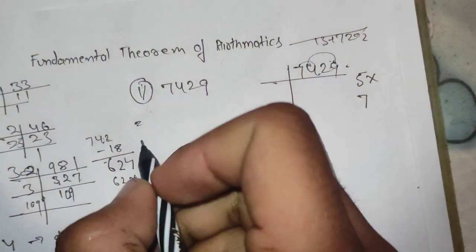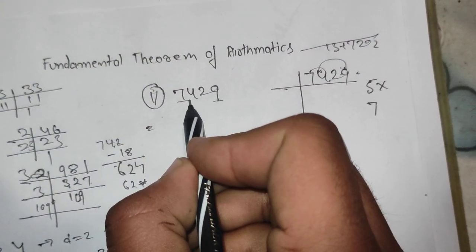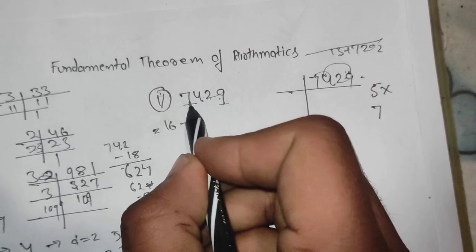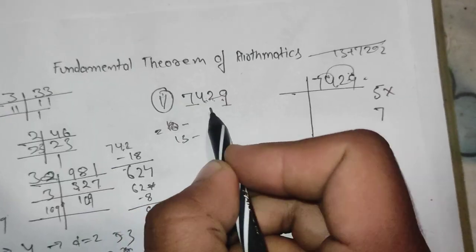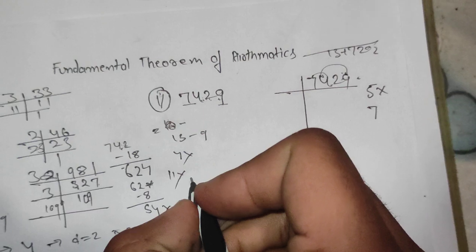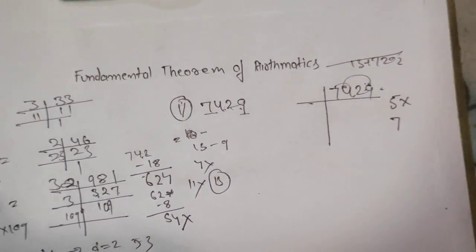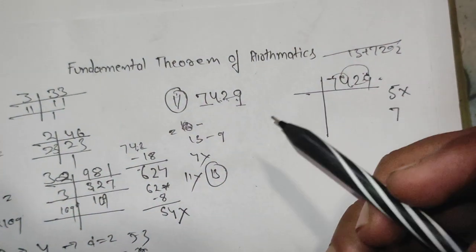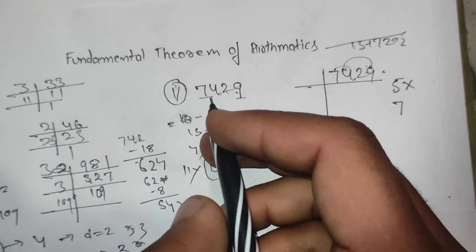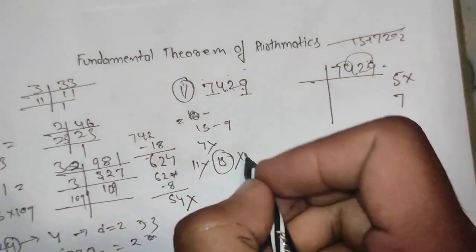For 11, it is the sum of even places and odd places. So the sum is 16 minus odd 13, hmm, so 13 minus 9 is 4, not divisible by 11. Now for 13, is this divisible by 13? Using the divisibility rule of 13, yeah, not divisible, because it becomes 531.